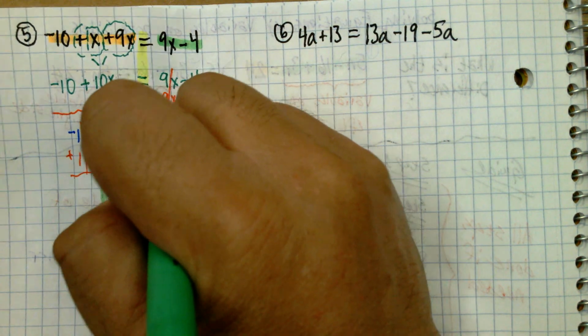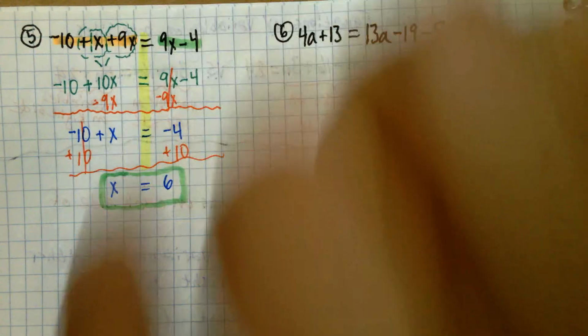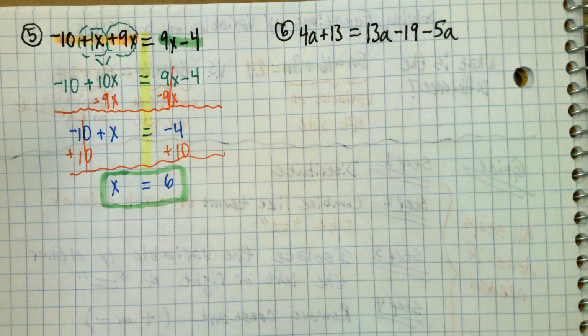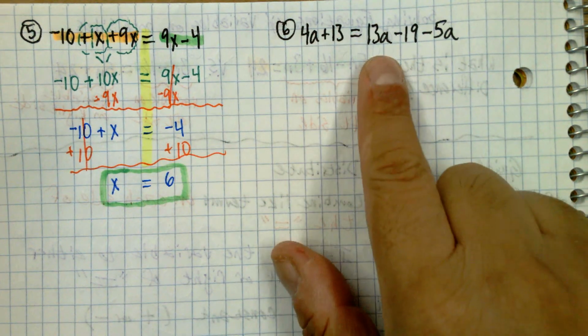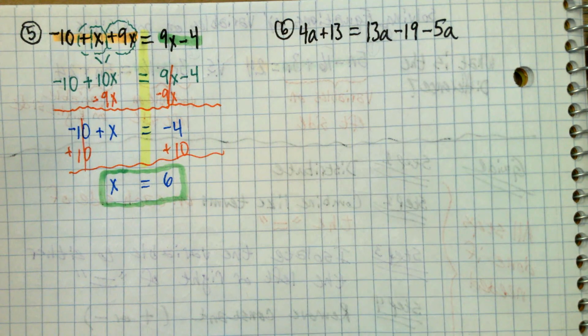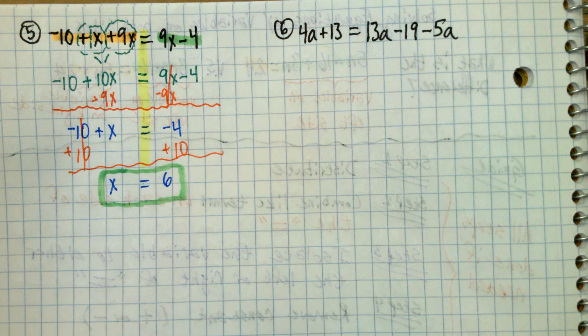We go back, replace every x with 6, and work it out. It would work. Okay? Any questions? Okay, so here we did have to combine. Let's take a look at number 6.